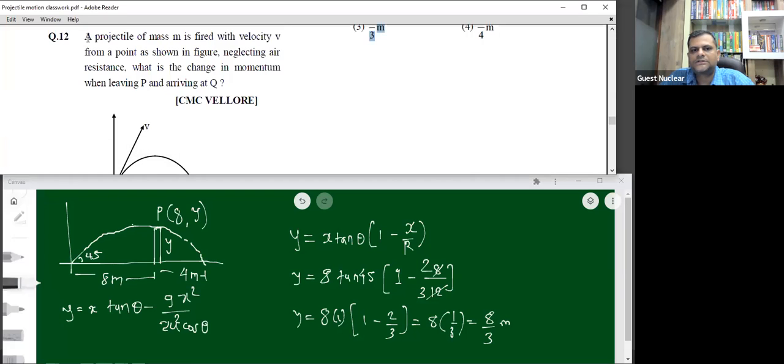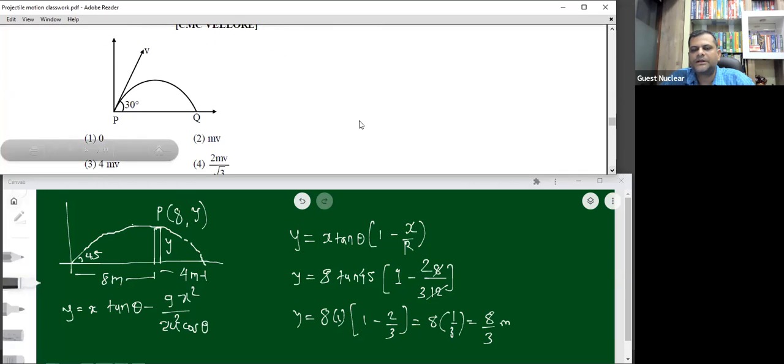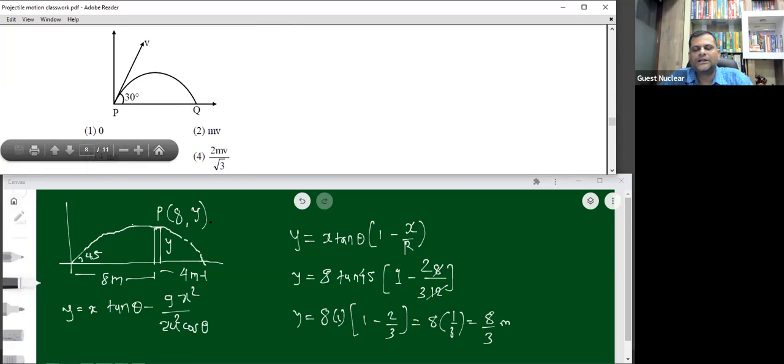Yes, just try this 12th one. A projectile of mass m is fired with the velocity v from the point as shown in this figure. Okay, neglecting the air resistance, what is the change in momentum when leaving point P and arriving at point Q here? मतलब यहाँ पे P से Q तक जाने के टाइम तक इस पार्टिकल के मोमेंटम में चेंज कितना होता है, वो हमको ढूंढ के निकालना है.